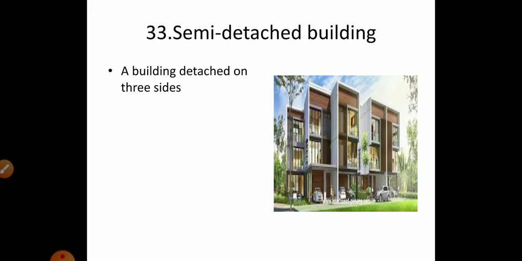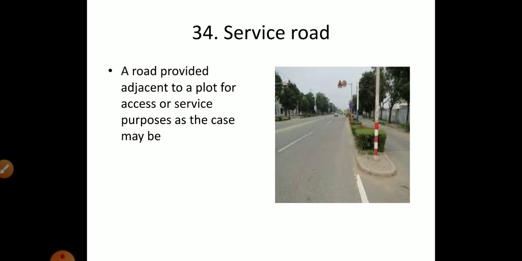The next is the semi-detached building. So what is the semi-detached building? A building which is detached on three sides. Okay, detached, not attached. The building which is detached on three sides is called a semi-detached building.